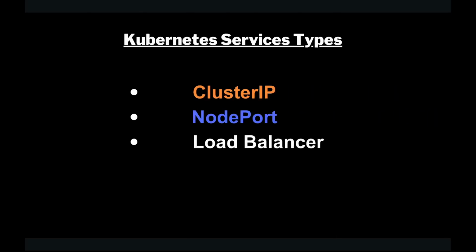First is the cluster IP, second is the NodePort, and third is the load balancer. Just a general overview: the cluster IP is just a normal type of service. Whenever we create a pod and we don't create a service, by default a cluster IP service will be created for that particular pod. If we want to expose my application to the outside world, we have the NodePort type service and the load balancer type service. Now we're going to talk about each one of them.